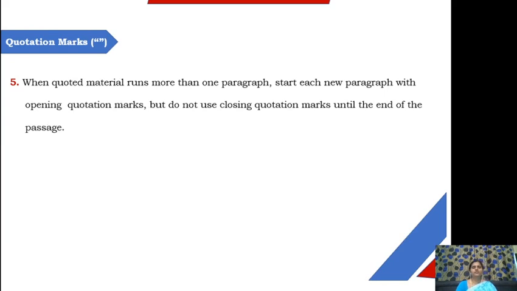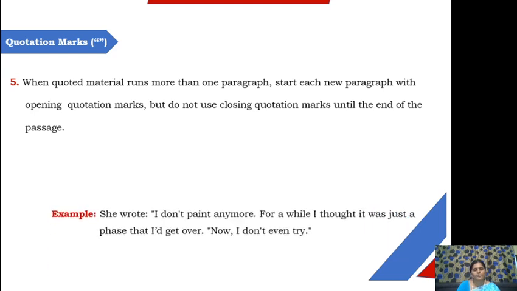When quoted material runs more than one paragraph, start each new paragraph with opening quotation marks, but do not use closing quotation marks until the end of the passage. If it's a long, lengthy text and you want to start a new paragraph, of course your quotation didn't end. So when you start a new paragraph, start it with opening quotations, but don't end the quotations till the end of the passage.